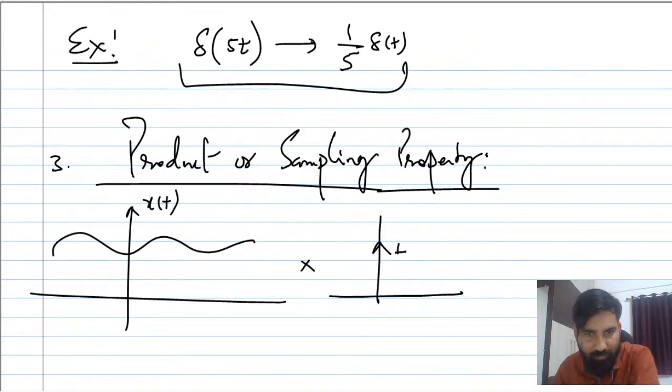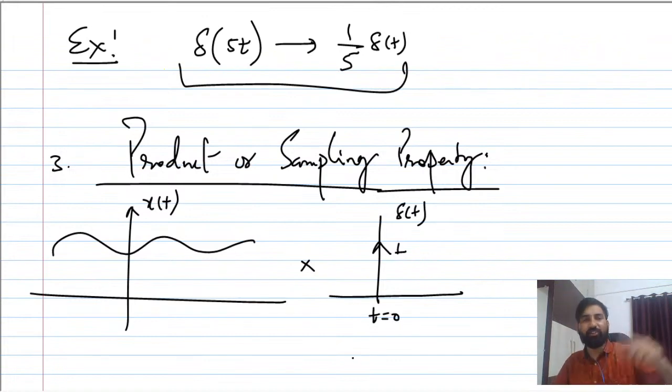This is the impulse, you can say delta of t, and delta of t exists at t equal to 0. That you have to make sure. Delta of t exists at t equal to 0 if there is no time shifting. You can also apply time shifting, you can shift the origin to the right or to the left.